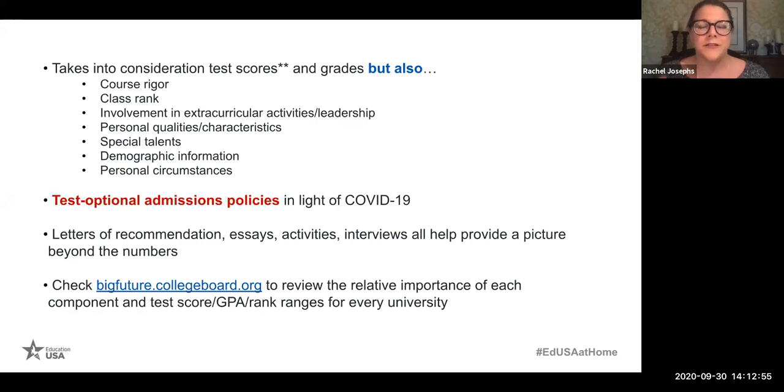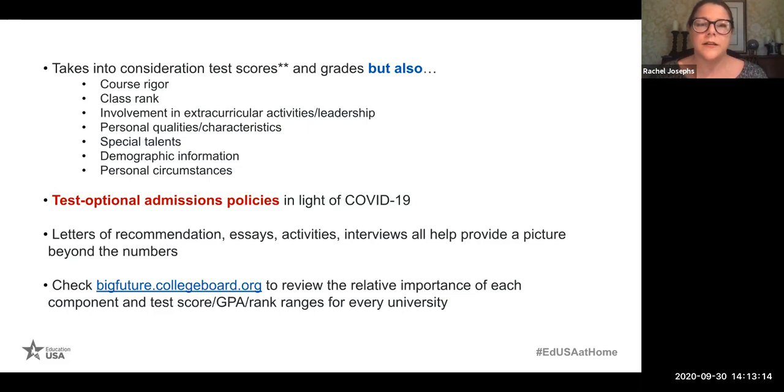So the holistic admissions approach that many universities in the United States use, really the point of it is that it takes into consideration many different factors and not only test scores and grades. In many of our countries, it's likely that the test scores and the grades may be really the only thing that is being looked at in admissions.